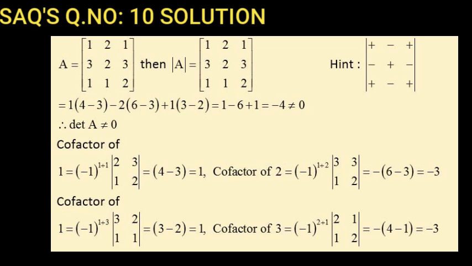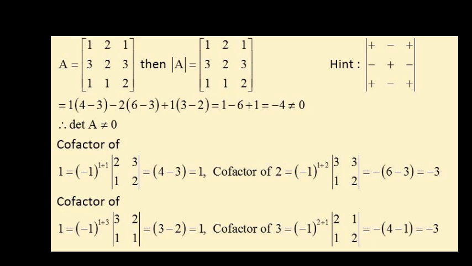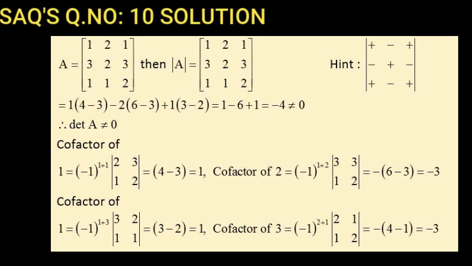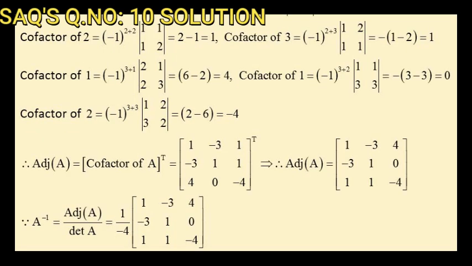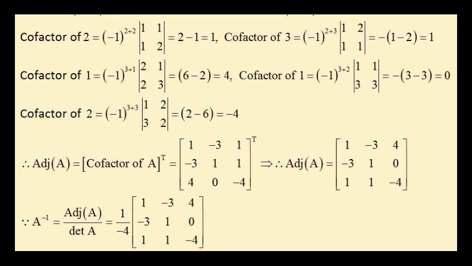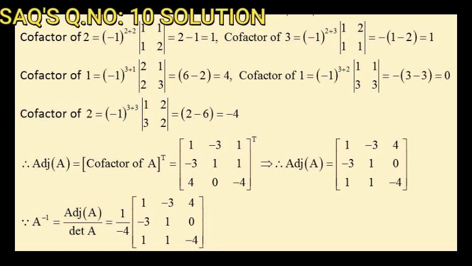Similarly, the cofactor of 1. Here 1 is the first row, third column element. That is equal to (-1)^(1+3) into its minor, which is det of 3, 2, 1, 1. That is equal to 1. Similarly, we find the cofactors of each element. Then the cofactor matrix is 1, minus 3, 1, minus 3, 1, 1, 4, 0, minus 4.